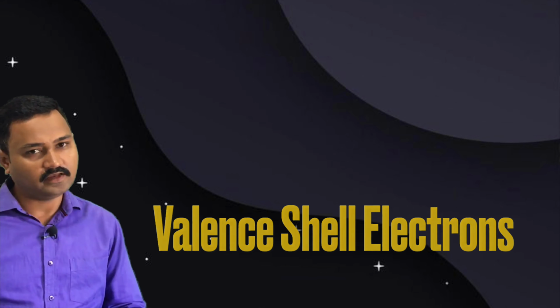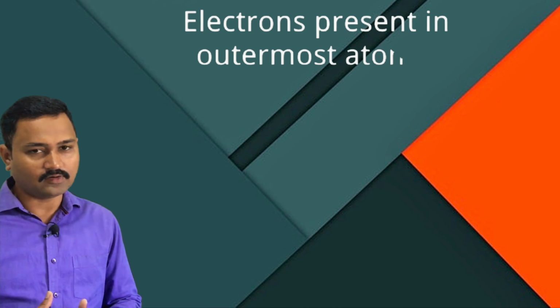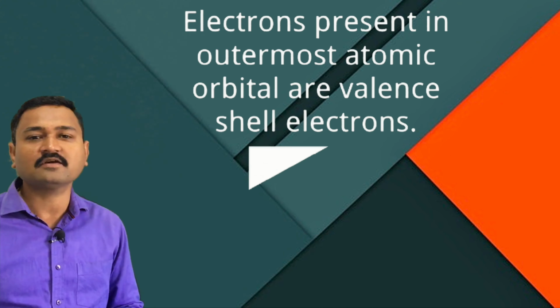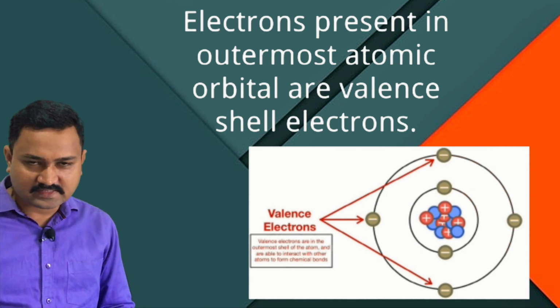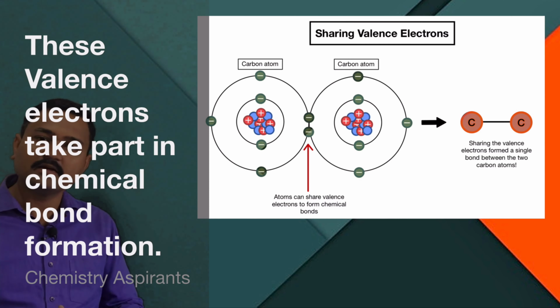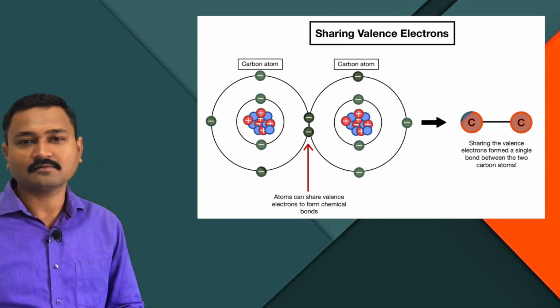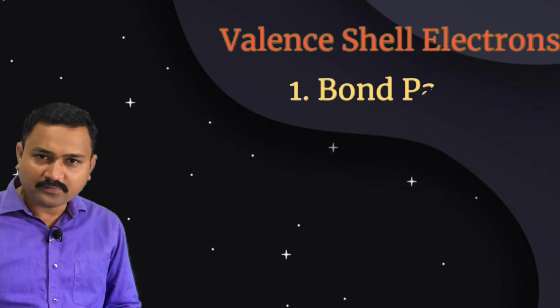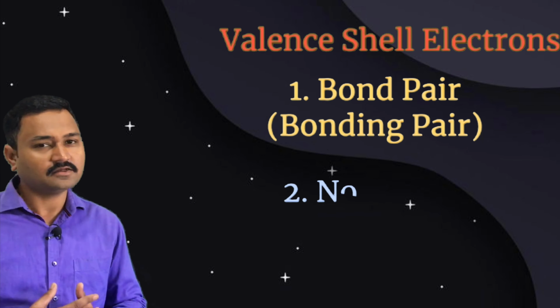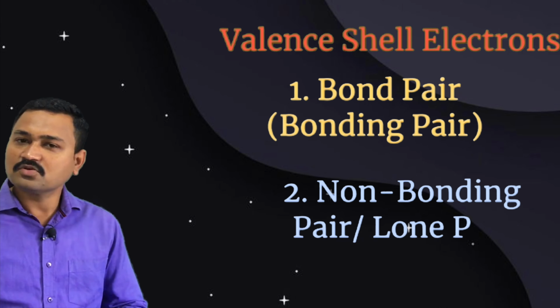So let us know the next basic term, that is valence shell electrons. We know that the electrons that are present in the outermost atomic orbital of an atom are actually the valence shell electrons, and generally these valence shell electrons take part in bond formation. Again you know that these valence shell electrons are of two types. They may act as a bonding pair or they may act as a non-bonding pair. So let us know about these two important terms.